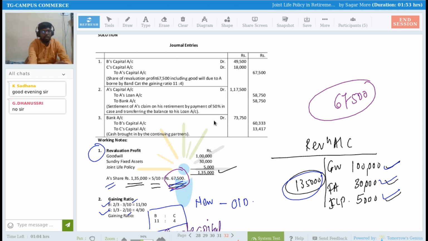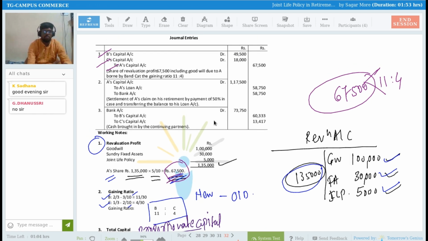So I will be debiting B's capital and C's capital to A's capital. For the 67,500, I will be distributing it as per their gain ratio, and the gain ratio is 11:4. You can use a calculator because in CA Foundation a calculator is allowed. So you can distribute 67,500 in the 11:4 ratio. You'll get the amount, and you can cross check.